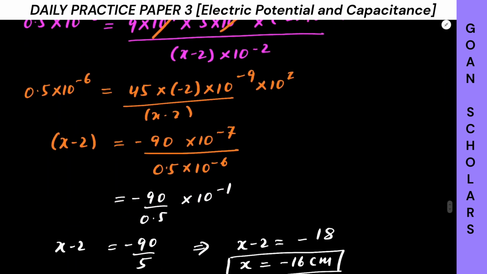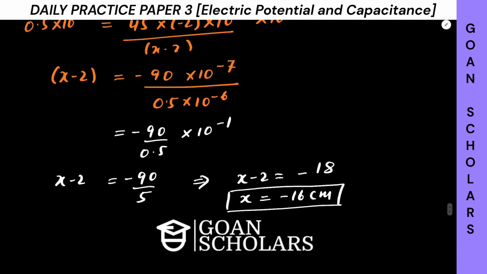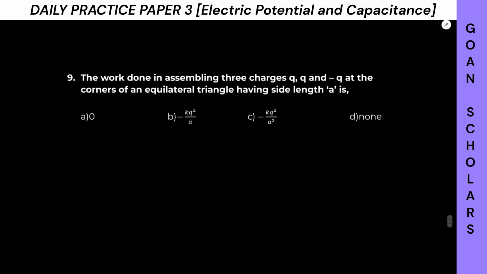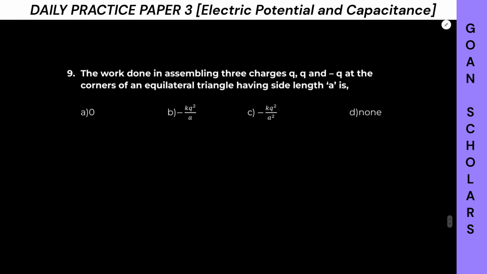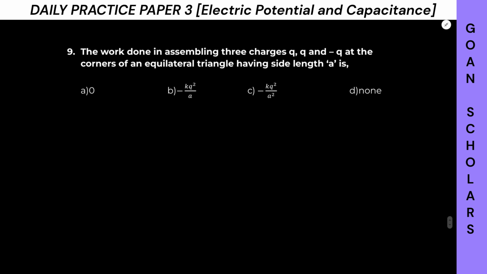Okay, potential energy. Let's move to question number 9. The work done in assembling 3 charges Q, Q and minus Q at the corners of an equilateral triangle with side length A. So we have to find the potential energy here. Work done is potential energy. Let's place the first charge Q here. What is the energy required to place it there? 0, because nobody is there to influence this charge.